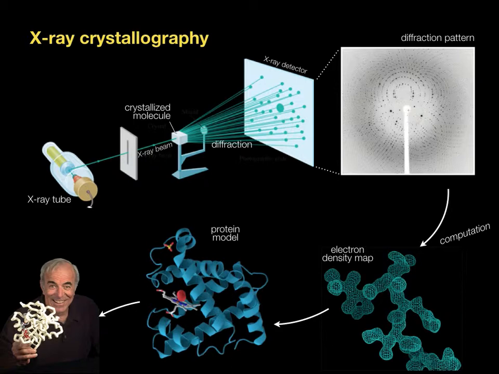So from this, you can have an electron density map, and if you know the sequence of what you're looking for, you can try to fit that into the electron density map, and then you get a protein model. And then if it makes you happy, you can actually 3D print that model and have it in your hand, like we have all these viruses.